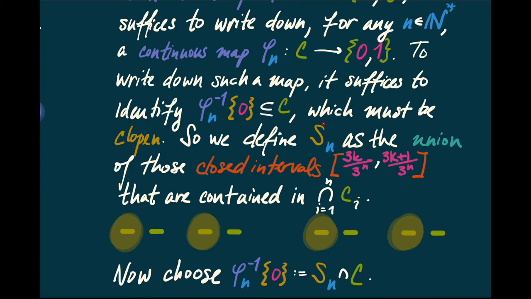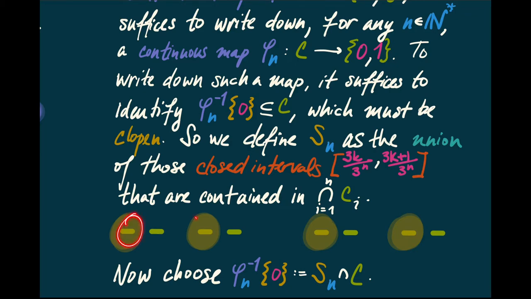How will I do that? Well, I'm going to try and exploit the fact that I know a base of clopen subsets of the Cantor space. Here's how I might do that. I can write down S_n as the union of those closed intervals of the form [3k/3^n, (3k+1)/3^n] that are contained in the nth approximation to the Cantor space. In that nth approximation, I'm going to look at all of those intervals that actually lie inside there. So for example, in this approximation to the Cantor space, this union looks like the union of this with this, with this, and with this. So in general, this is going to be the union of 2^n different intervals sitting inside the interval from 0 to 1.